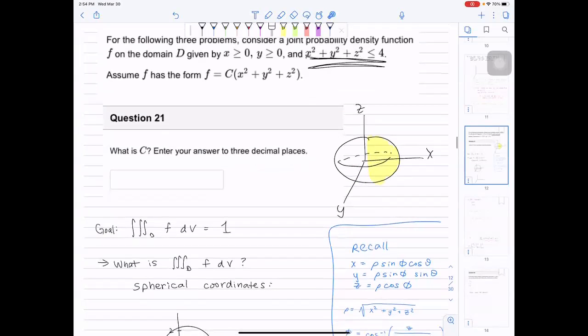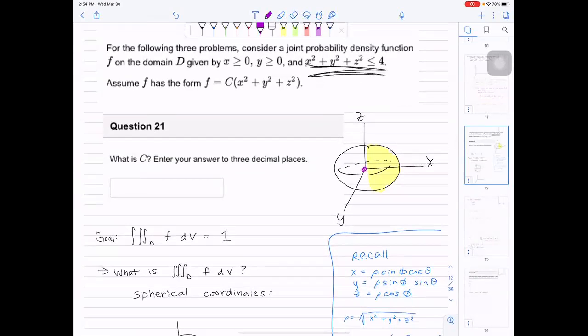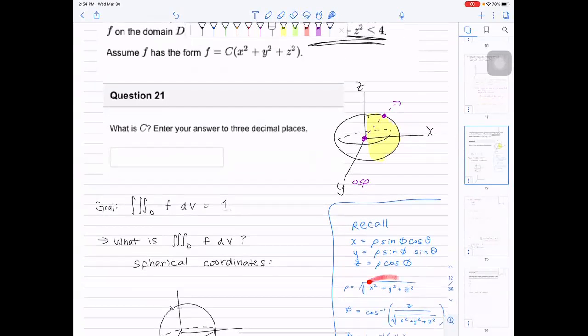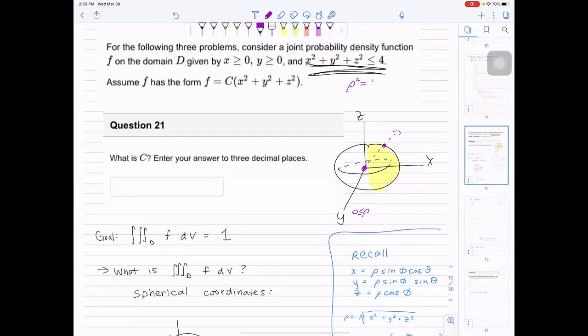So for our z bounds now, or sorry, rho bounds, because we're doing this in spherical. Rho goes from 0, if you start at the origin, and you draw radially outwards until it hits that sphere. What is the sphere equation? Remember that rho equals the square root of x squared plus y squared plus z squared. So rho squared equals 4, or rho equals 2. So rho goes from 0 to positive 2.